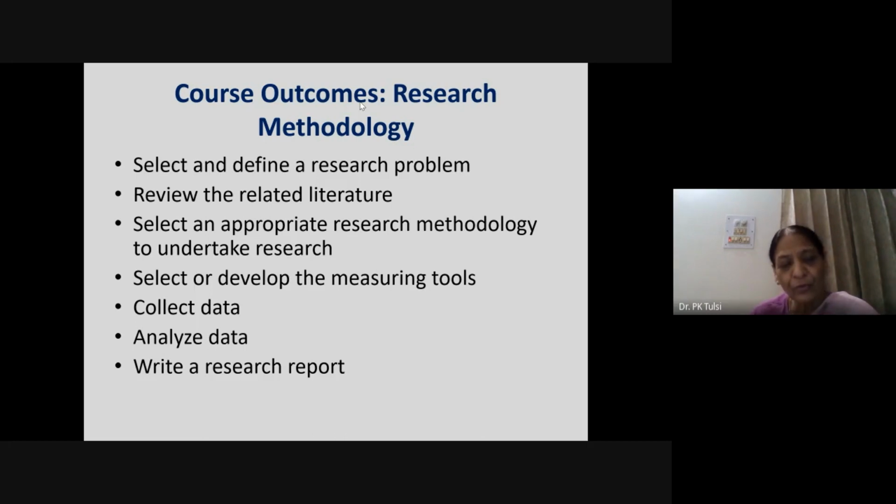Then how to go into the field or go to the lab or the workshop, and how do we collect the data, what kind of experimental setup is there, and then how do we go about analysis of the data. And finally, what we expect is that a student is able to write a research report. You can add others also.